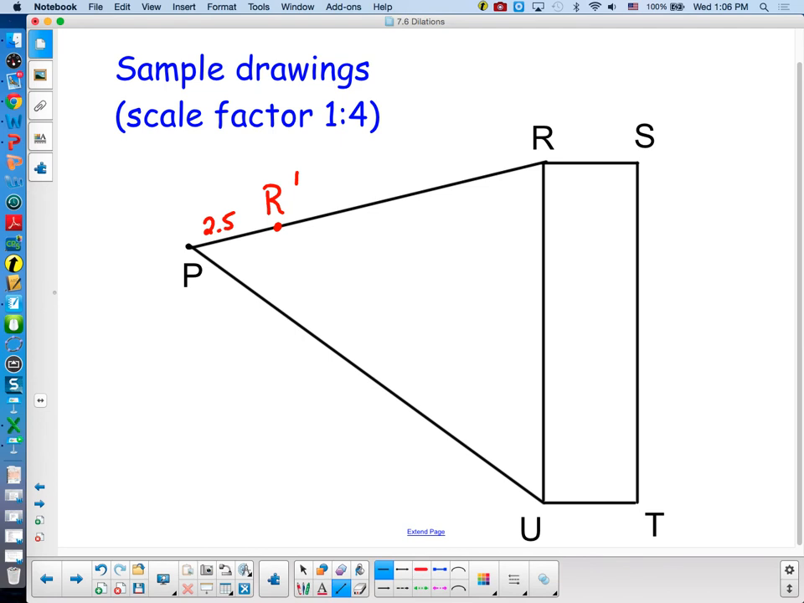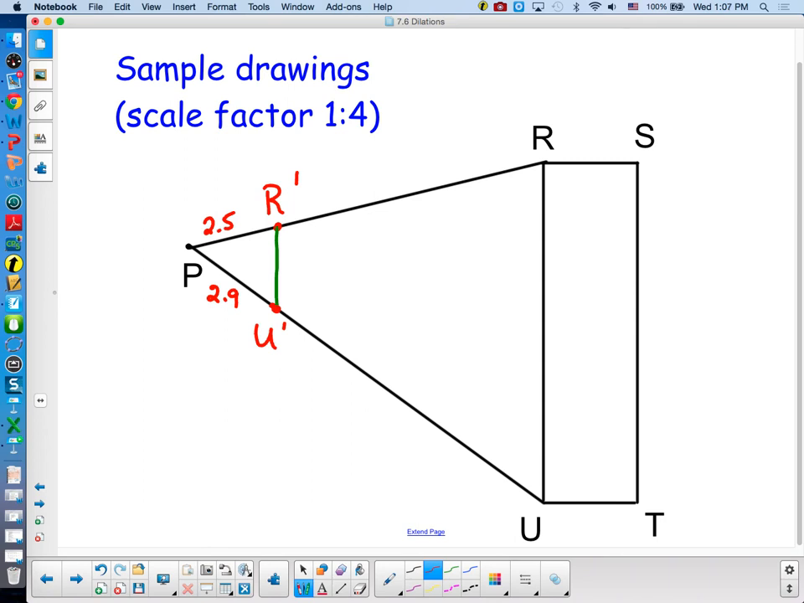Okay, 11.6 divided by 4. 2.9. So line it back up with P and mark U prime. It's supposed to be 2.9. Now if you connect R and U, does it go straight down? Notice that's the side that matches with that side of the rectangle.